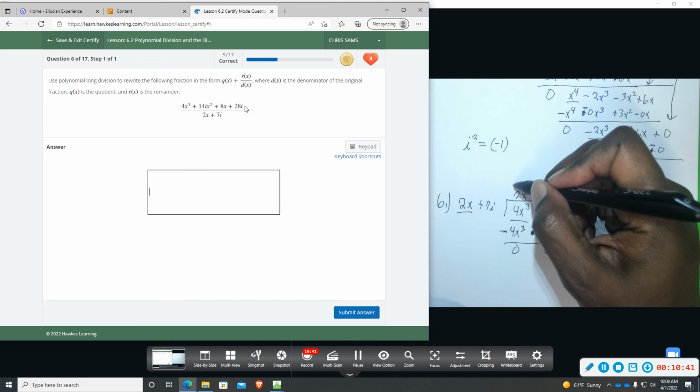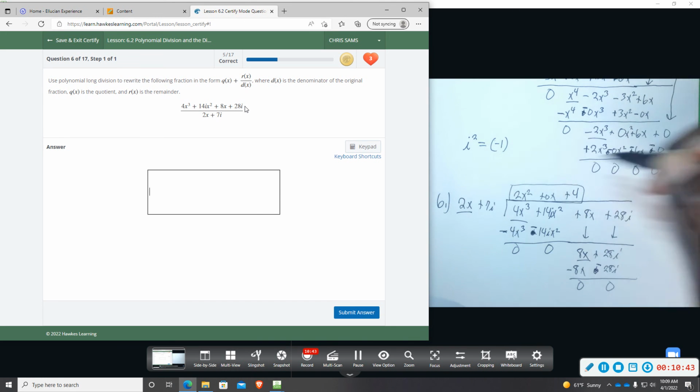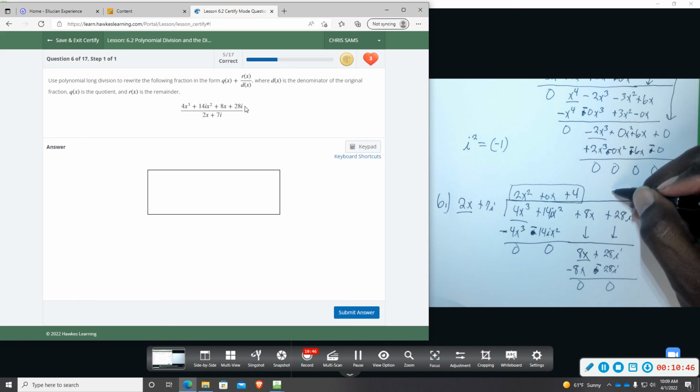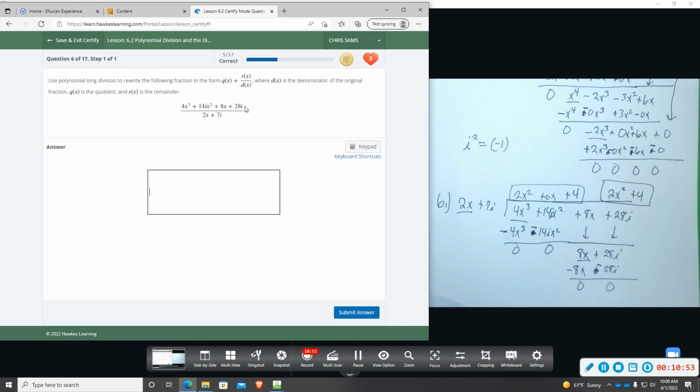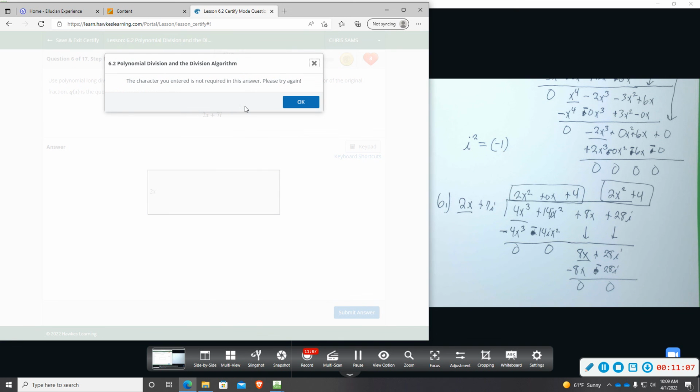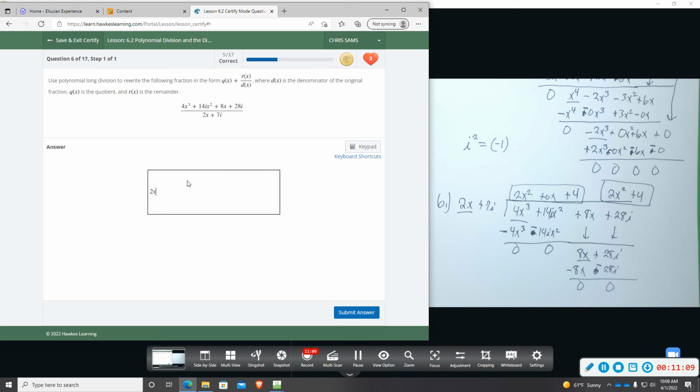So our answer is here, or if I clean it up, it's just 2x squared plus 4. You don't need that 0x in there. I was just showing you why this one is a little bit different, because I brought down 2 terms and I normally bring down 1 at a time. So 2x, wrong key. 2x, doing shift 6 to get that power, 2x squared plus 4.